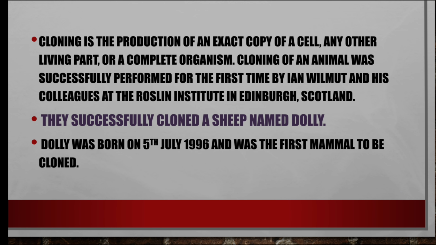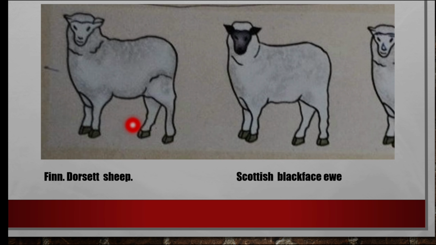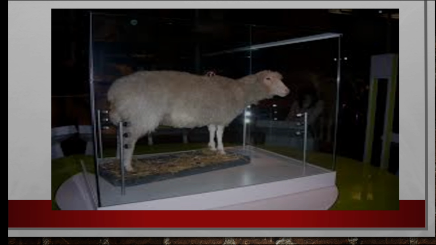Cloning. What is cloning? Cloning is the production of an exact copy of a cell, any other living part or a complete organism. Cloning of an animal was successfully performed for the first time by Ian Wilmut and his colleagues at an institute in Edinburgh, Scotland. They successfully cloned a sheep named Dolly. Dolly was born on 5th July 1996 and was the first mammal to be cloned. This is a Finn Dorset sheep, and this is a Scottish Blackface ewe, and Dolly.